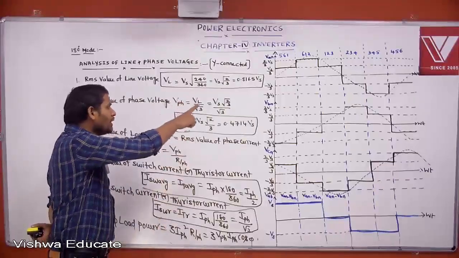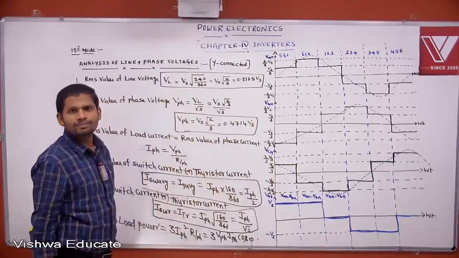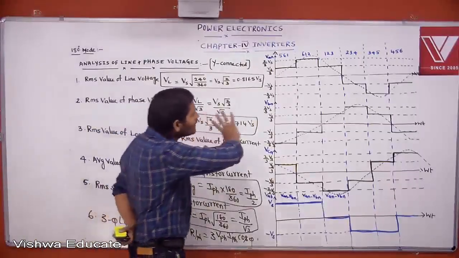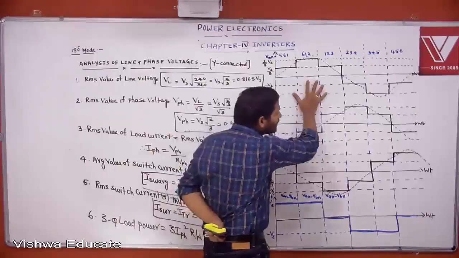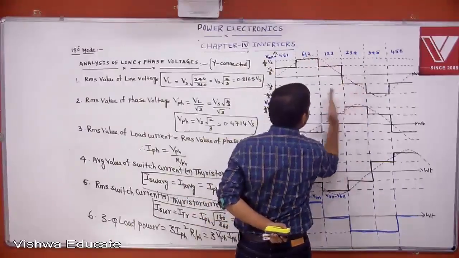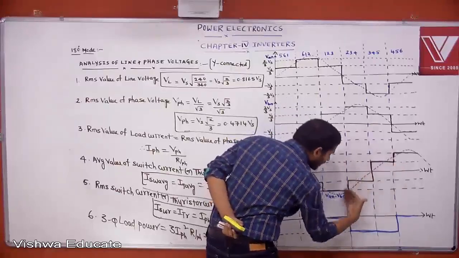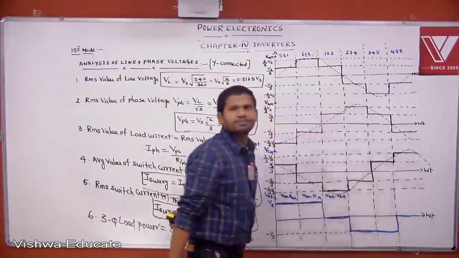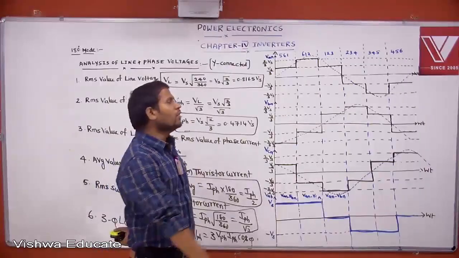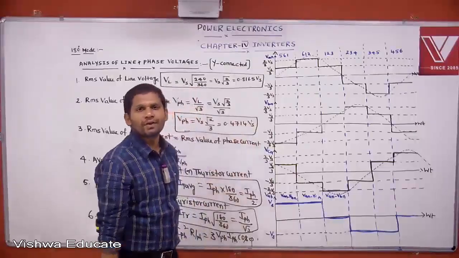Whatever the phase voltage and line voltages we are getting, it is an AC waveform. No doubt at all. We are converting DC to three phase AC. This is also AC, this is also AC. You take 180 degrees positive, 180 degrees negative, and so on. These are AC waveforms. That's why the average value of any such waveform is 0, because it is an AC waveform.